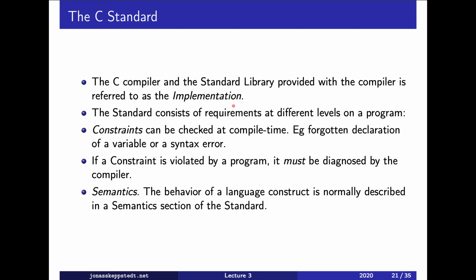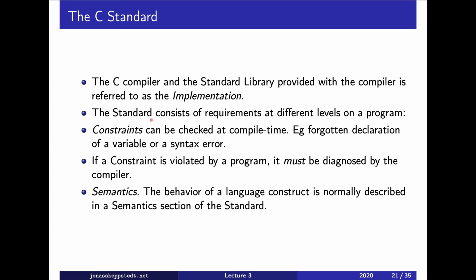Then there are requirements on the source code, what it is allowed to look like, and there are requirements on, well, first of all, the semantics, how the compiler should translate this code, such as a for loop. But there are also requirements on what the compiler must complain about and what it is not forced to complain about, I mean, when there are errors.